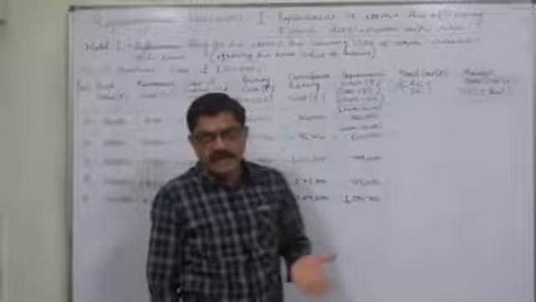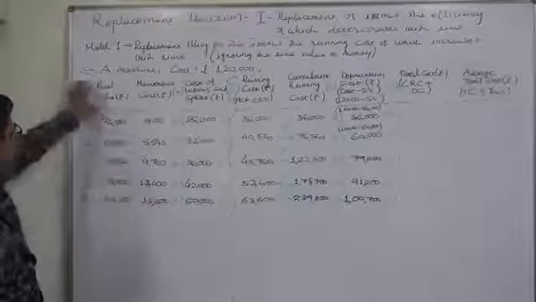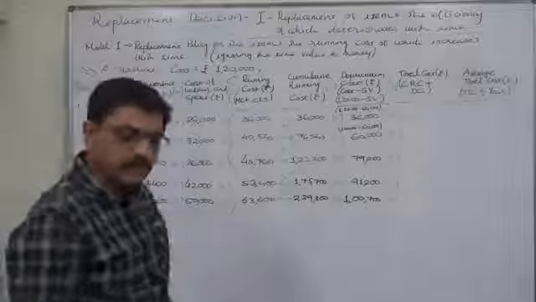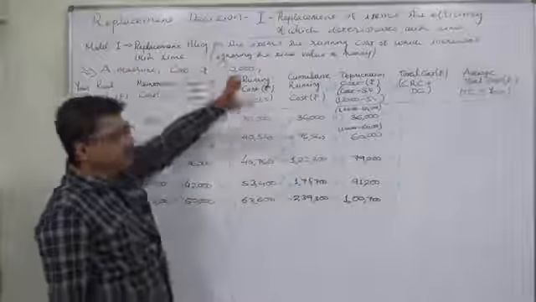So the asset is high value, its efficiency deteriorates with time and its running cost increases with time. That is the main thing. Now this case with us is, there is a machine, the cost of which is rupees 1,20,000 including installation etc. When the company starts to use the machine, total cost incurred is 1,20,000 rupees.